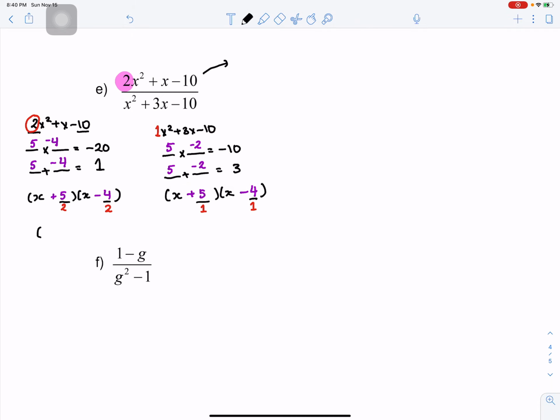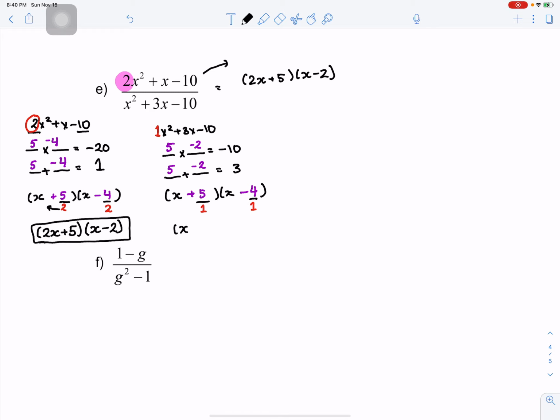So 5 divided by 2 can't be simplified, so I swing the 2 up. 2x plus 5, I drop the bottom. And then 4 divided by 2 is 2. So this is my simplified numerator. I'm going to come back and type it in: 2x plus 5, x minus 2. 5 divided by 1 is 5, and negative 2 divided by 1 is negative 2. That's my factored expression for the bottom, and I'm going to come back and fill that in.